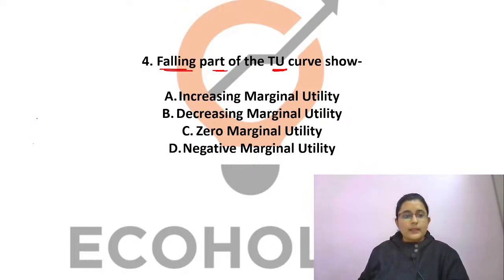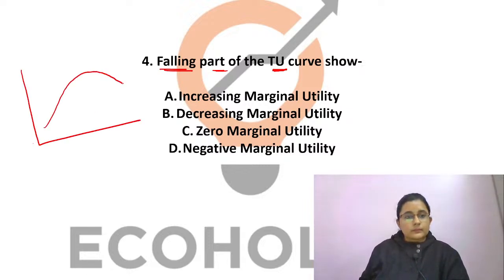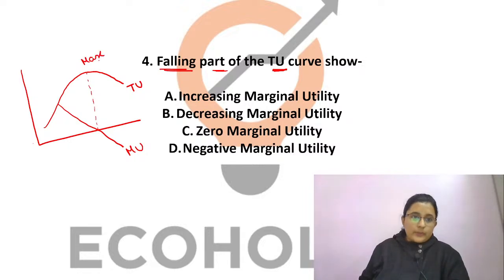Again, do the same thing. Draw a curve. This is your TU curve. This is your MU curve. This is the maximum point of TU. Here the TU is max, and here MU is equal to 0. It is intersecting the x-axis.